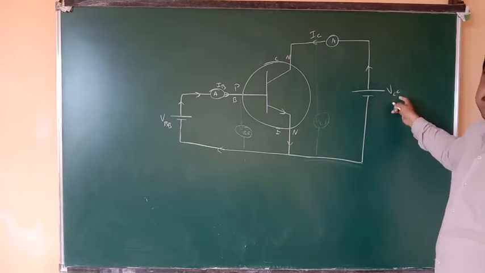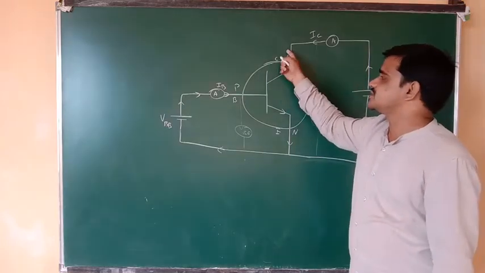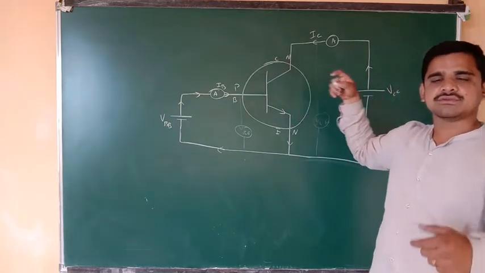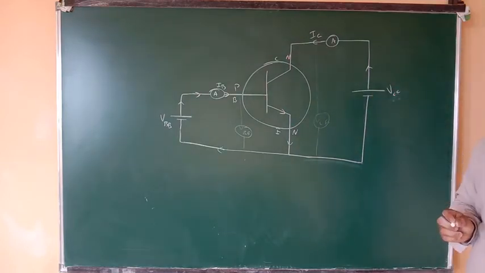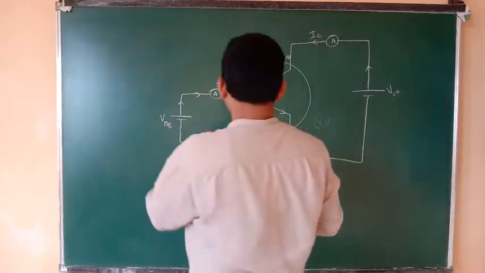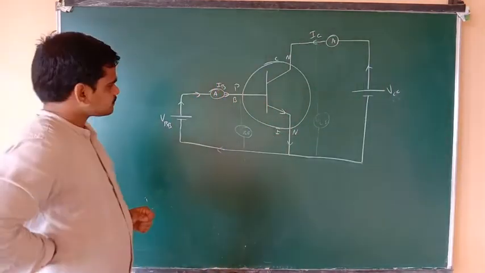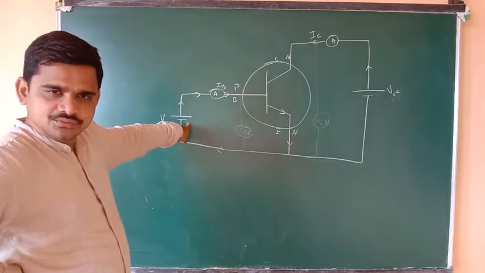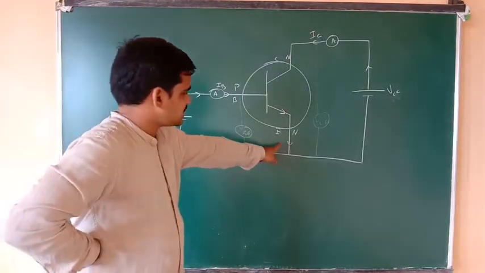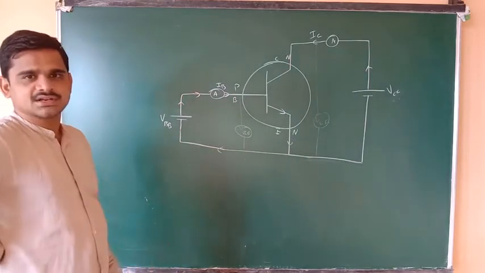If you write VBC, it's a potential difference between B and C. That's why the collector battery is written as VCC, following the general notation. One more time here: this is the emitter junction. The emitter junction should be connected in forward bias, so this is N-type and this is P-type semiconductor.